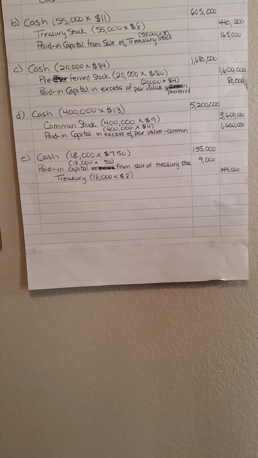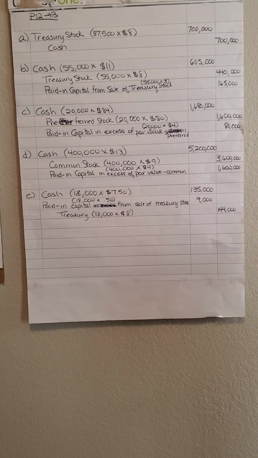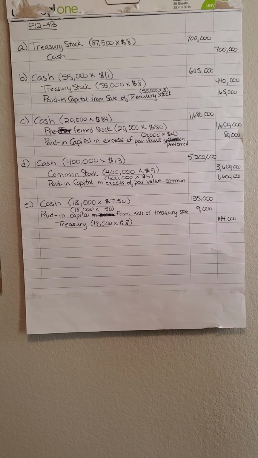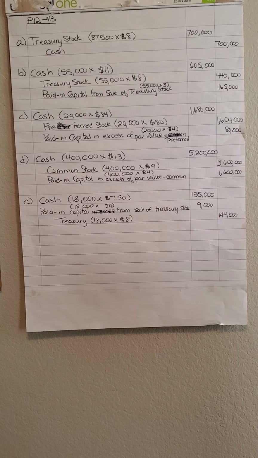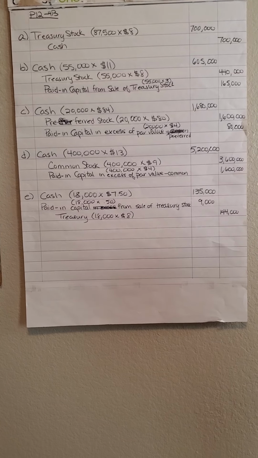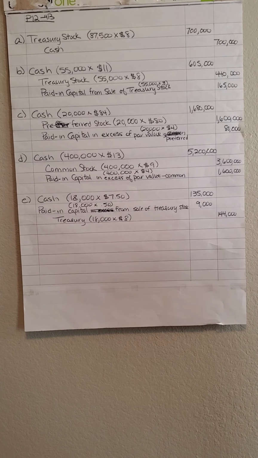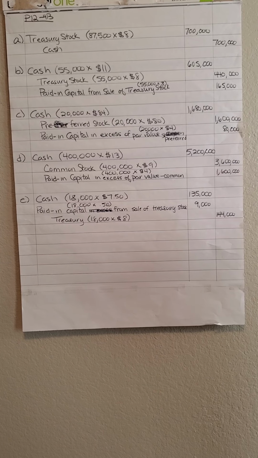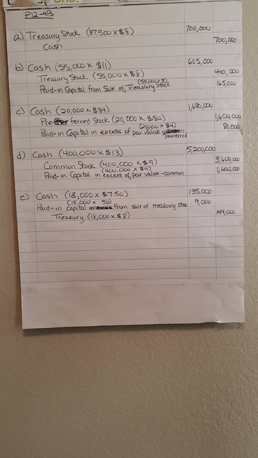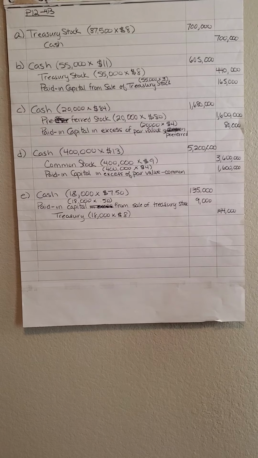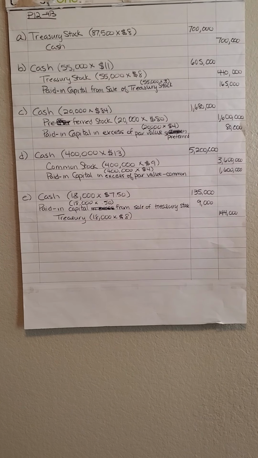At the next one of our journal, the next transaction is we declared cash dividends of $1.60 per share on preferred stock and 5 cents per share on common stock. So the first thing that we're going to calculate out here is we want to calculate out the cash dividends per share on the common stock.